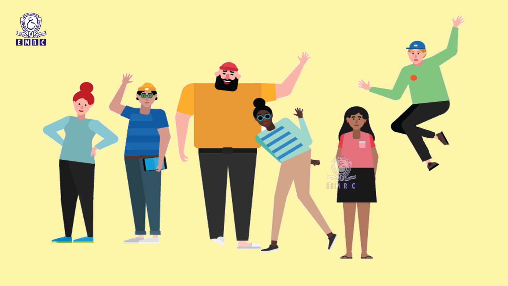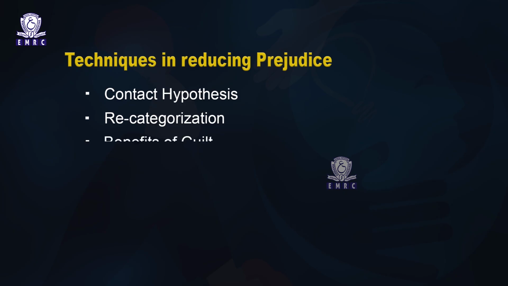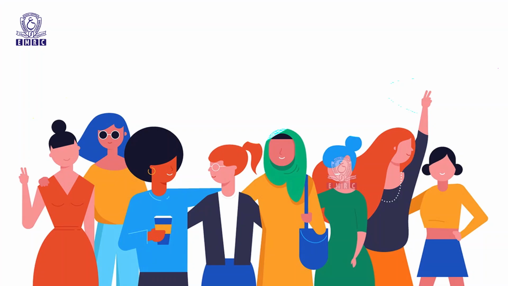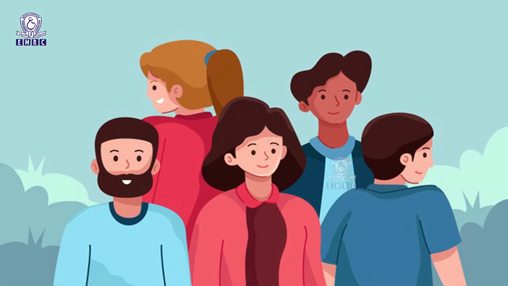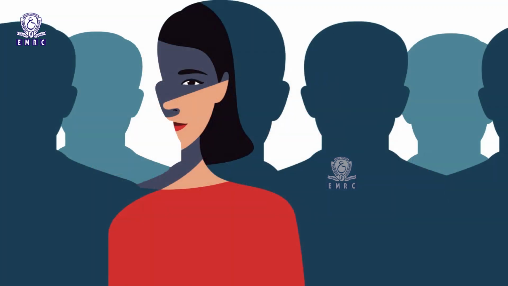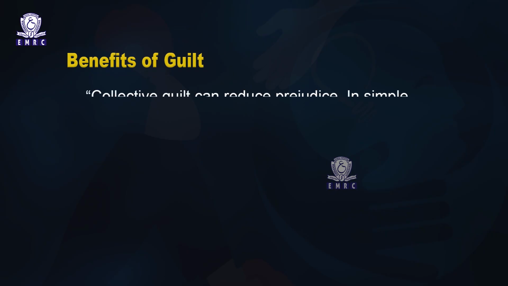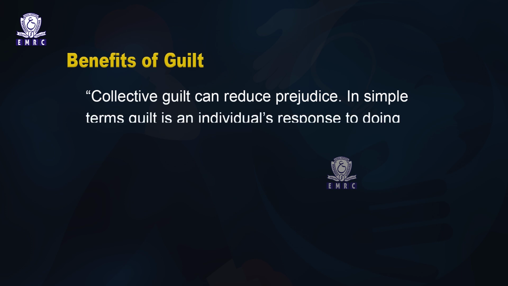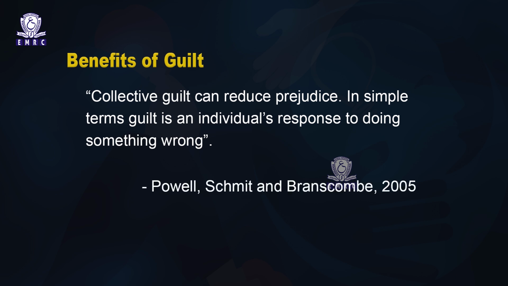interactions with other people. The next technique of reducing prejudice is benefits of guilt. When people are challenged about their views and behavior, it can lead to the individual feeling guilty for not living up to their personal standards. According to Powell, Smith and others in the year 2005, collective guilt can reduce prejudice. In simple terms, guilt is an individual's response to doing something wrong.